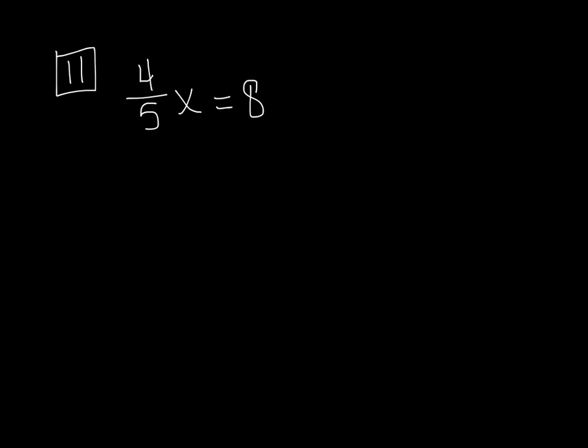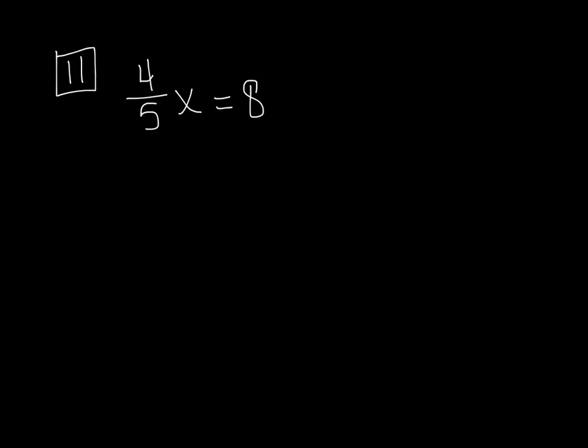So I still want to get x by itself, and it's a fraction, so instead of dividing, which is what I would normally do because there's no sign right here, because it's a fraction, I'm going to multiply by the reciprocal.